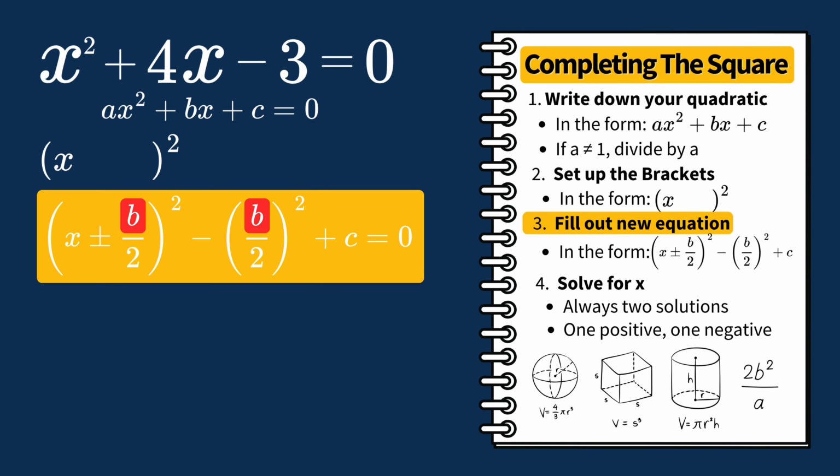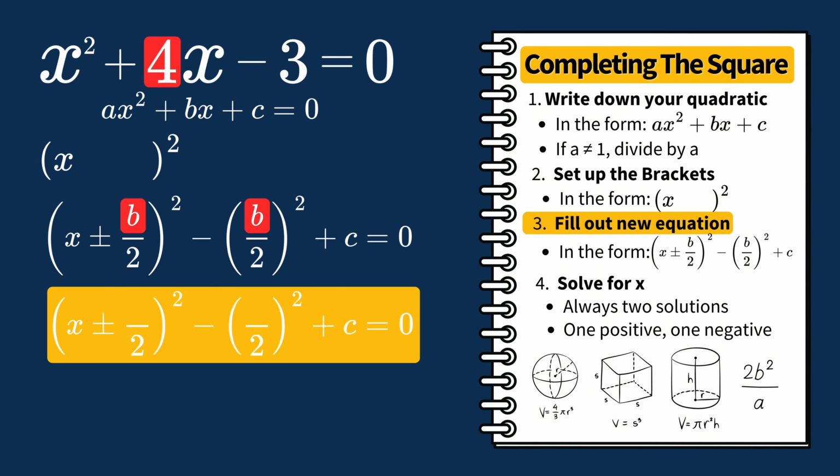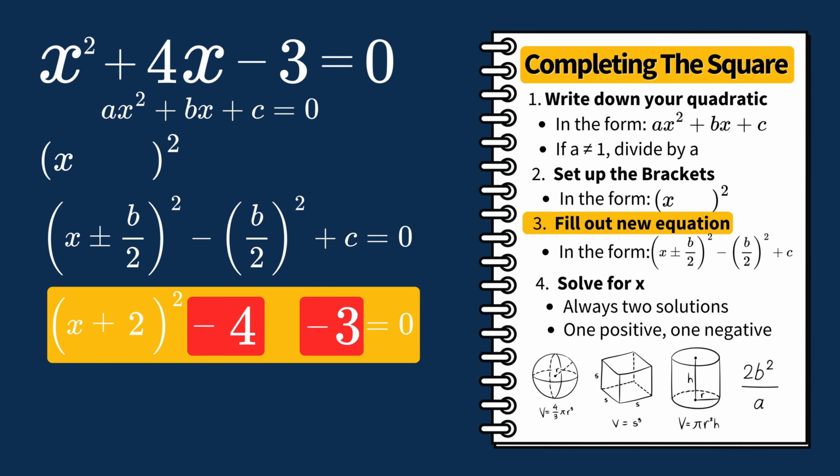For b, we'll substitute in our x coefficient, and we have 4x, so the x coefficient is just 4. So we'll put that into our equation. Our constant is minus 3, so we'll put that in for c. Now we can begin simplifying. 4 divided by 2 is 2, and squaring 2 gives us 4. So we end up with x plus 2 squared minus 4 minus 3. Minus 4 and minus 3 simplify to minus 7, and now we can solve for x.